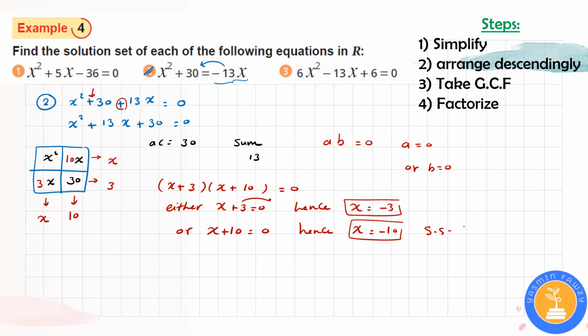So the solution set, don't forget the solution set, please. You have to put it between braces. It's what? -3 and -10. So as you can see here, the AC box method can solve anything. If A equals 1 or doesn't equal 1, the difference between two squares, the perfect square, all of them can be solved by the same method.